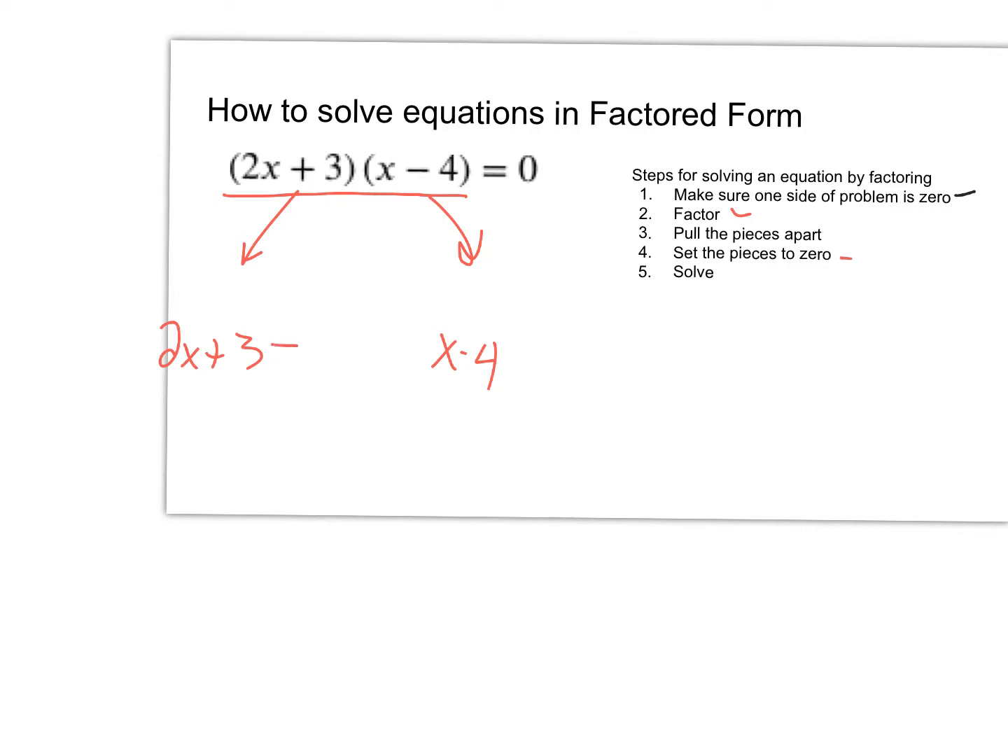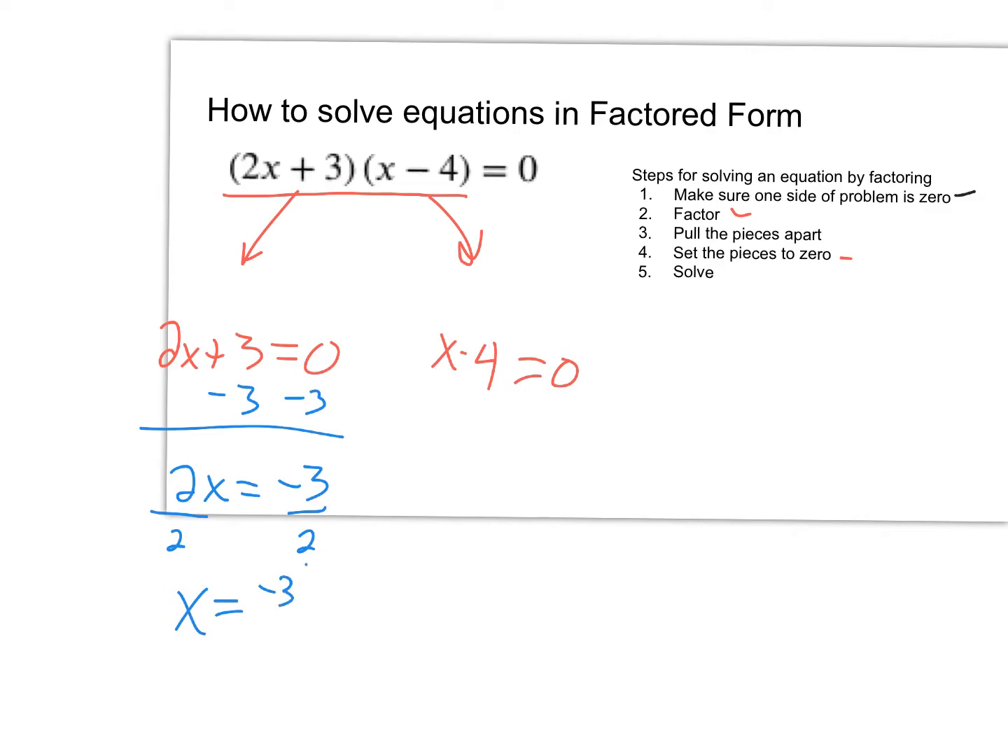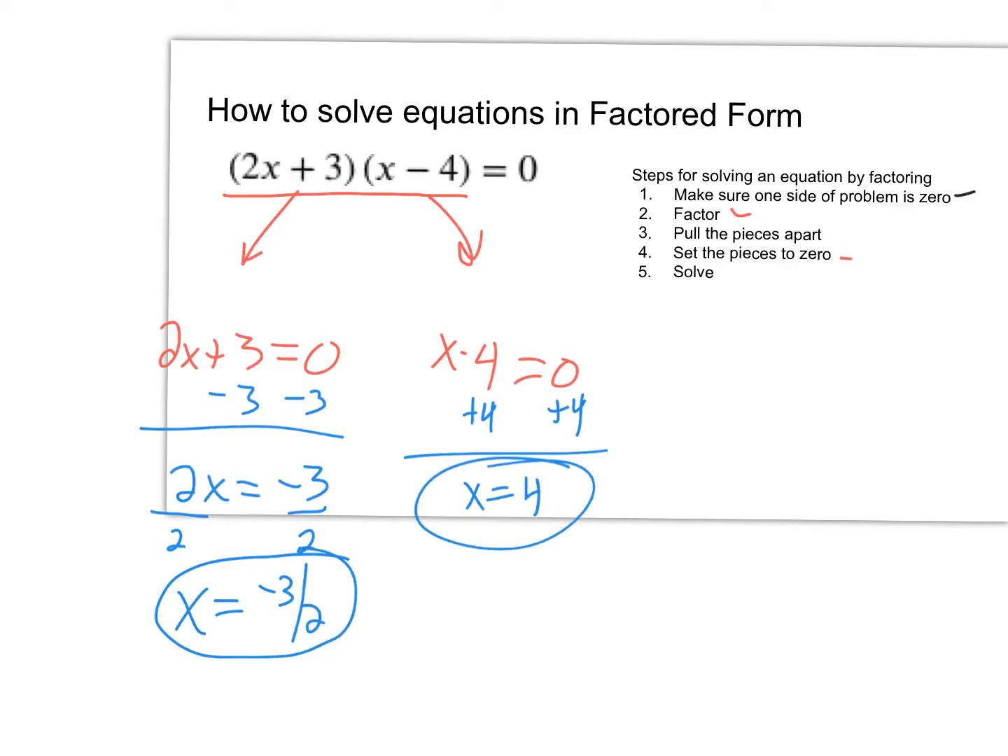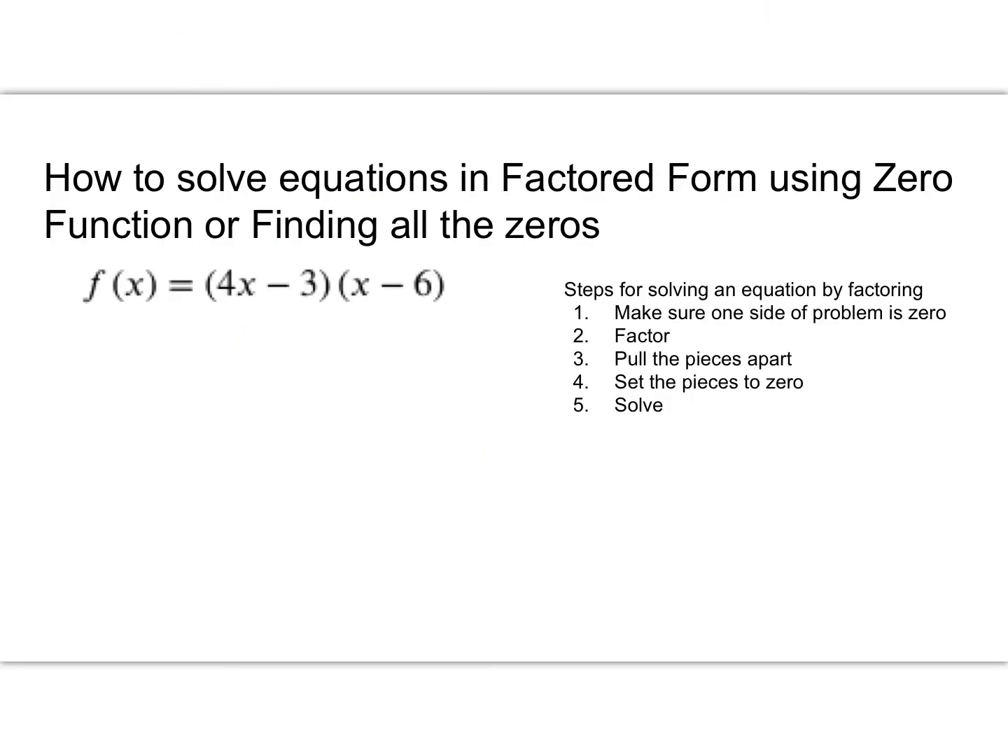Set the pieces to 0. And now solve the equation. So here we're going to start by minusing the 3. 2x equals negative 3. And divide by 2. So x is negative 3 halves. Okay. Now coming to this one, I'm going to just add 4. Pretty simple. So x is equal to 4. Done. And there's your two solutions. All right, let's go to the next one.